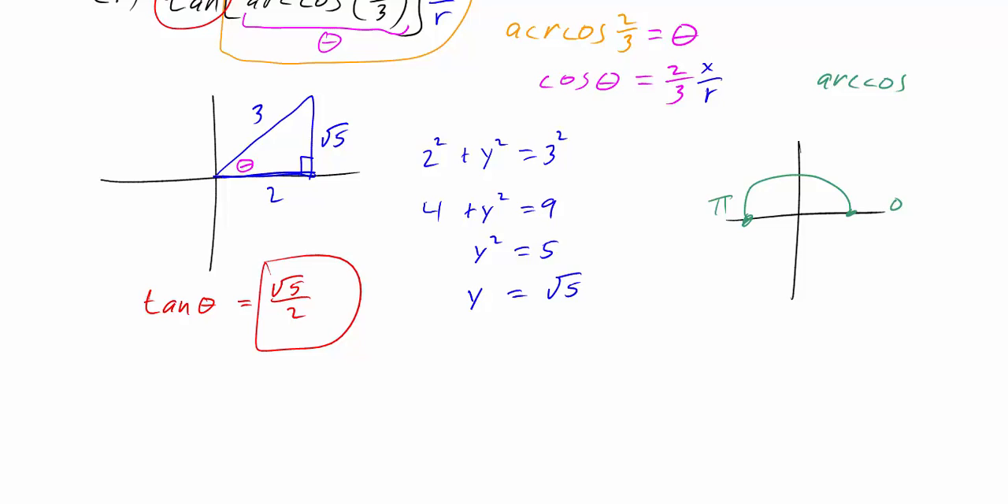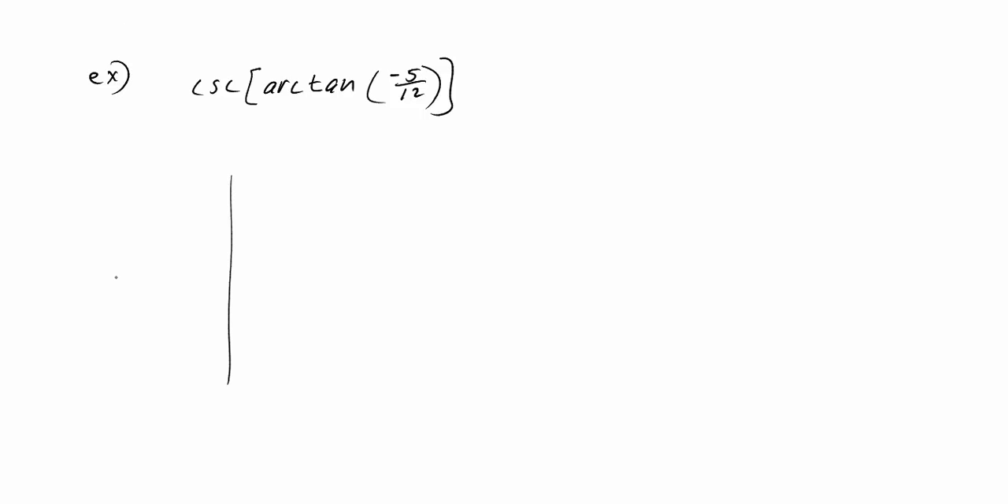All right, let's look at another example. This one, we're going to take the cosecant of the arctangent of negative 5 over 12. Okay, so once again, we want to figure out where we are going to draw our right triangle. And we're going to use the arctangent here to find that.